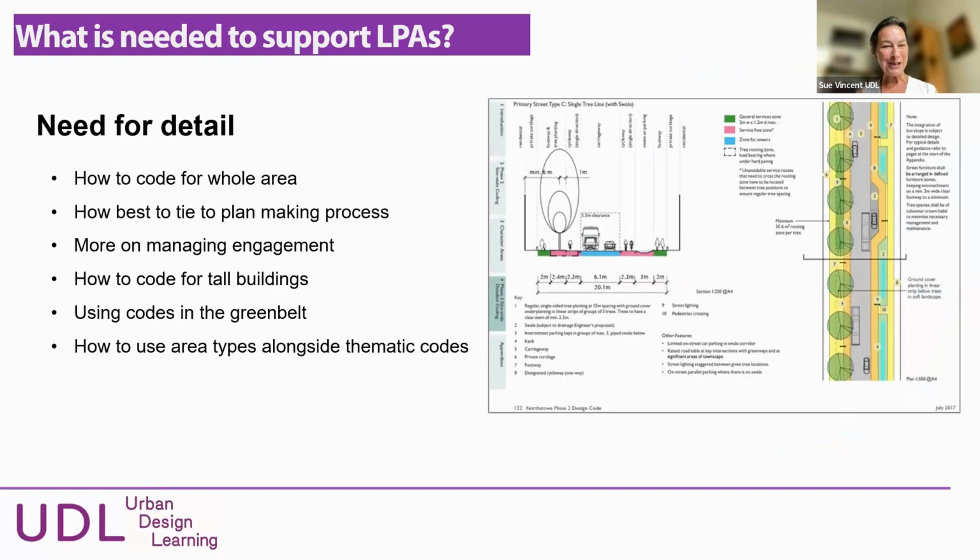The devil's always in the detail, which I love, and I think the important thing for local authorities was, first of all, the confusion: how on earth do you code for a whole area when they're so diverse, with different characters, and how to tie codes into the plan making process. And I think this is becoming much clearer as we move further on and we get the Levelling Up and Regeneration Bill, finally in print. And engagement came through very strongly. Tall buildings, how can we code for tall buildings? What are the sorts of things we need? And people do want the precedents.